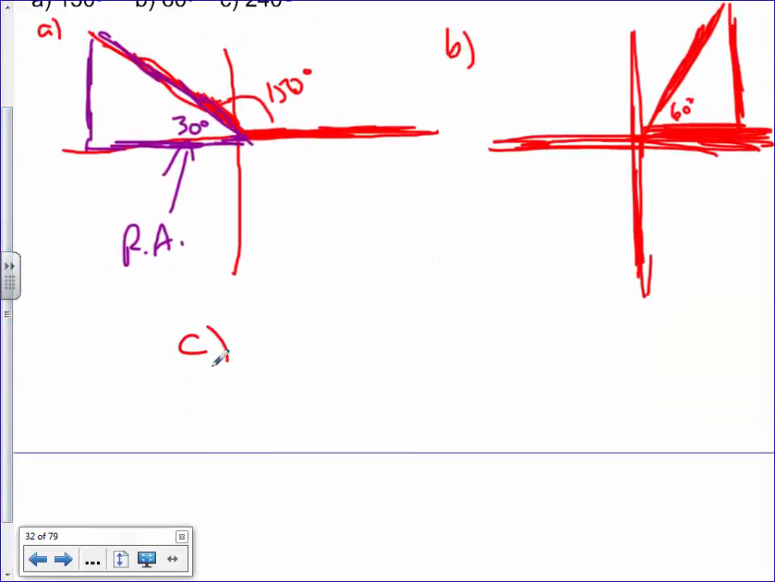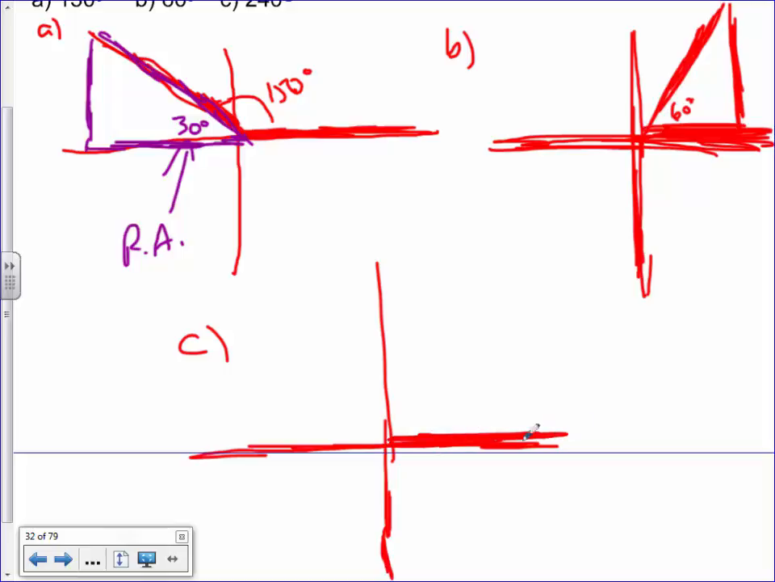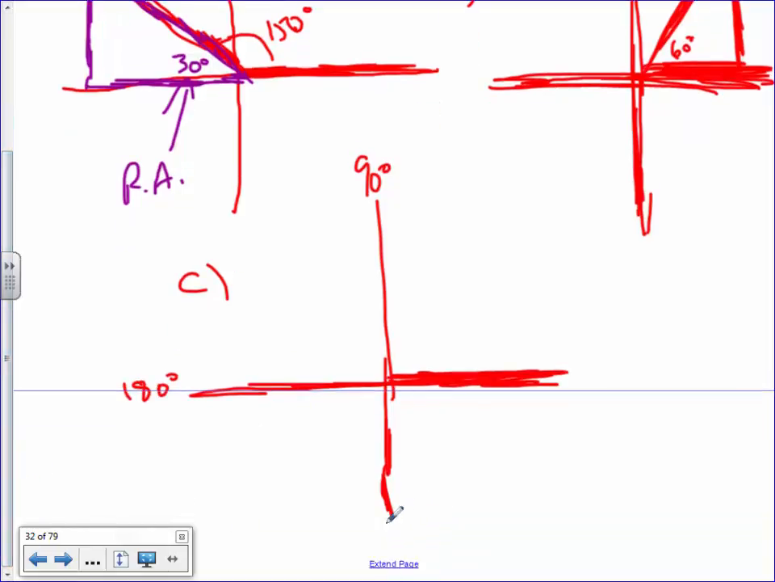Where would 240 end up at? So again, I'll draw a thick line along the axis here. This would be 90, right? That'd be 180. Well, actually, let's talk about this. Where would the line down be? What would that be? 270. Good, yeah, 270. And then all the way around the circle would be 360. So 240 is actually in this quadrant-ish somewhere.